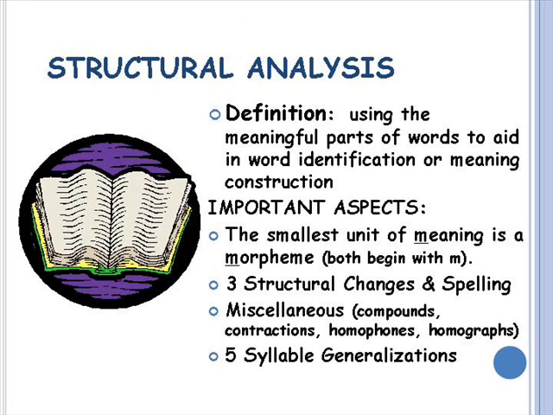Structural analysis is using the meaningful parts of words to aid in word identification or meaning construction. There are four important aspects. The smallest unit of meaning is a morpheme. Both begin with M. There are three structural changes in spelling. There are miscellaneous aspects such as compounds, contractions, homophones, and homographs. There are also 5 syllable generalizations.